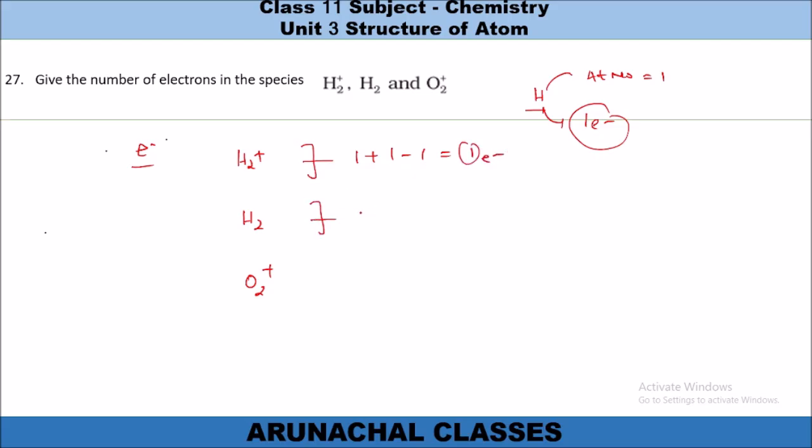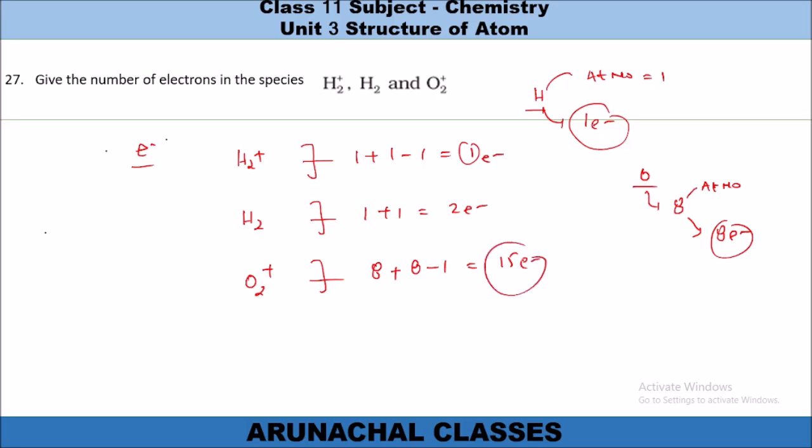For H2 it will have 1 plus 1 electron, that is 2 electrons. For oxygen, O2 positive, the oxygen atom has atomic number 8, so it has 8 protons and 8 electrons. So 8 electrons plus 8 electrons, and with a positive charge, minus 1: 16 minus 1, that is 15 electrons. So it will have 15 electrons here.